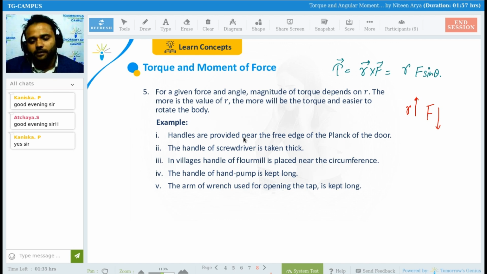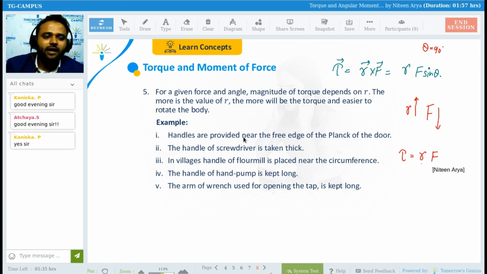So that is why the handle of a door is exactly in between, so it can make a perpendicular angle completely. If the angle is 90 degrees, only the magnitude of the torque remains, or you can say perpendicular distance R into F, and we make R as large as possible so you can easily open or close the door. And that is why it is not attached near the hinge, near the axis of rotation of the door. Clear? Okay, so that is all about this. The more the torque, the easier to rotate the body.